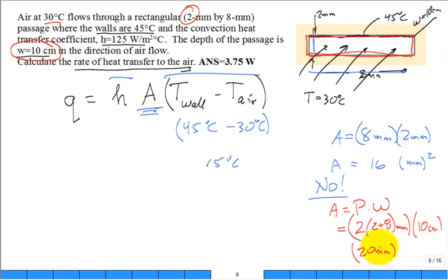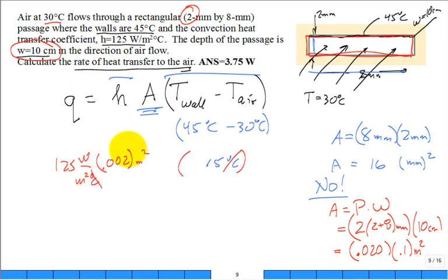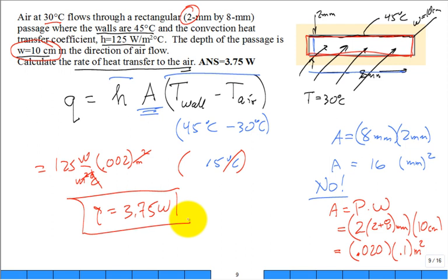20 millimeter times then the depth of 10 centimeters. And so let's work it out in meters so that it looks clean. 0.020 times 0.1 meters squared. So the area is 0.002 meters squared. So if this is 0.002 meters squared, and then we have the H of 125 watts per meter squared degree C, 15 degrees C. Did people confirm that this gives us the Q of 3.75 watts? Thank you very much. If you can solve that problem, now you can solve a more difficult problem. Let's move forward.